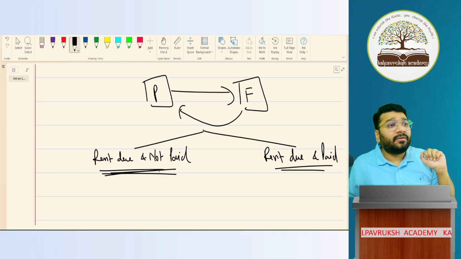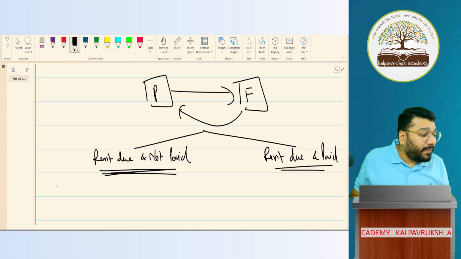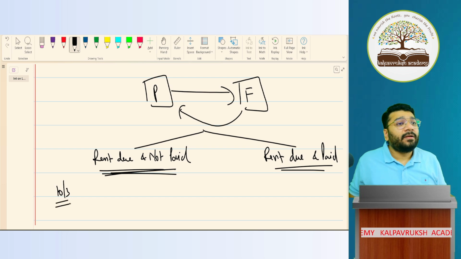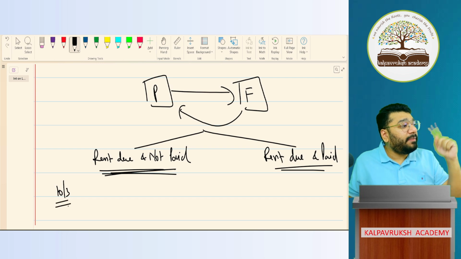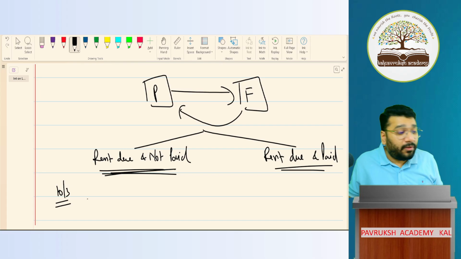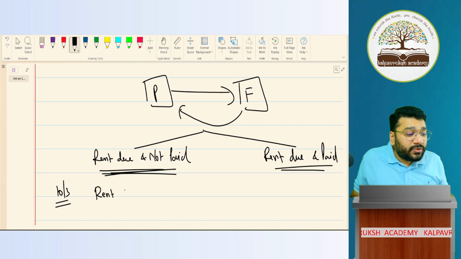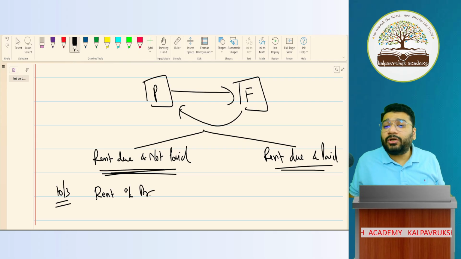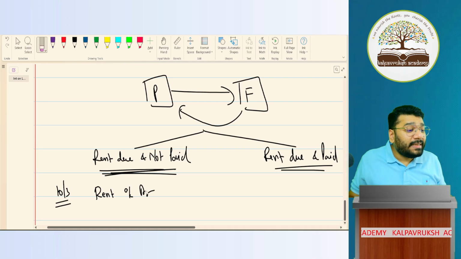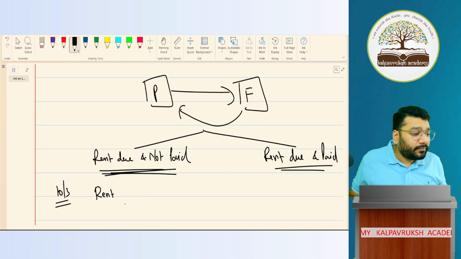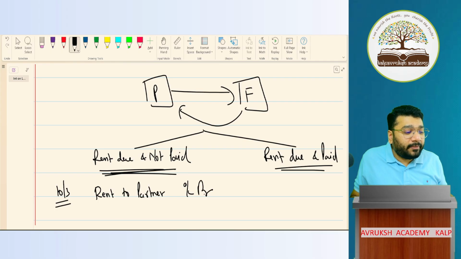5,000 was rent per month. They enjoyed from April to February. When was the rent paid? 10th of March. They paid it through check. So on 10th of March, what is the entry? Rent paid is expenditure. Rent is expenditure for the firm. Debit all expenses and losses. So rent account debit. Rent to partner account debit.